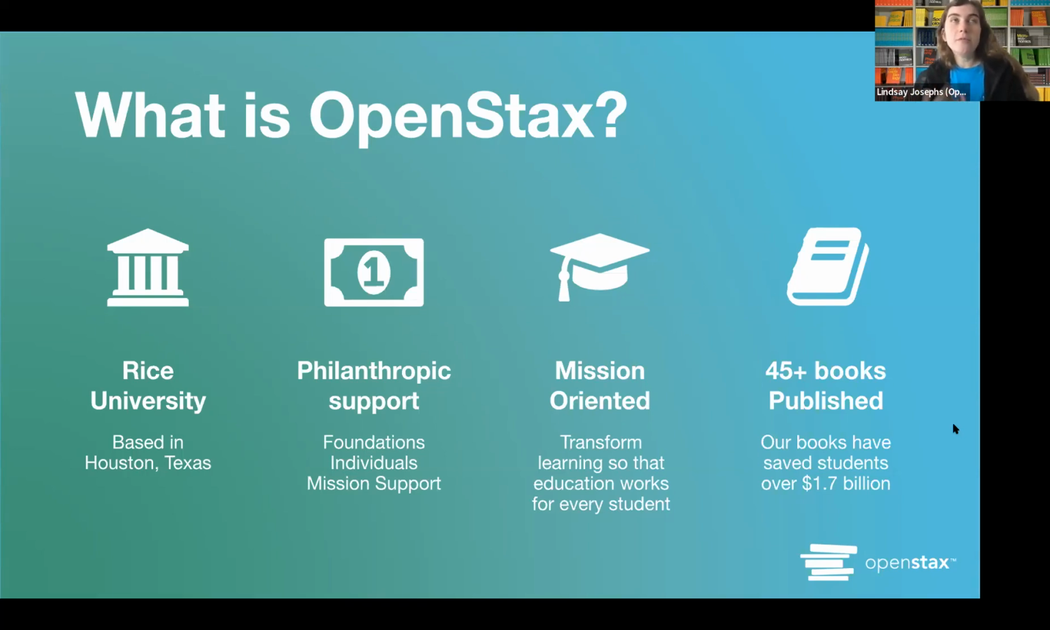As a nonprofit, Openstax is mission-oriented, and our mission is ultimately to transform education and learning so that education works for every single student. Since 2012, we have published over 45 free, openly licensed textbooks, and in the process have saved students over $1.7 billion.